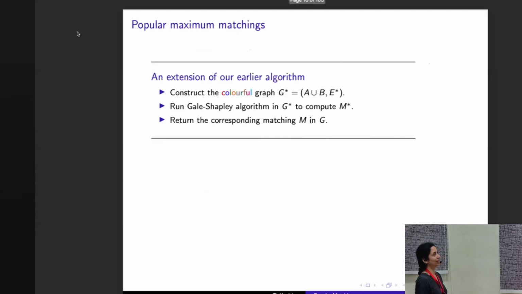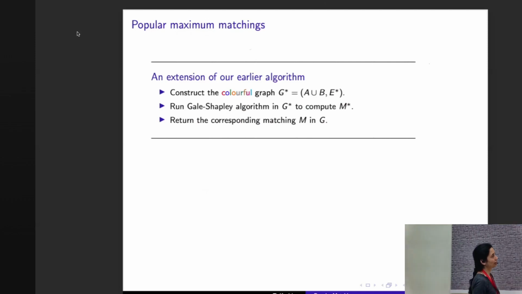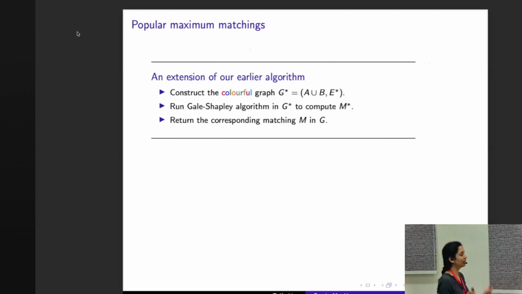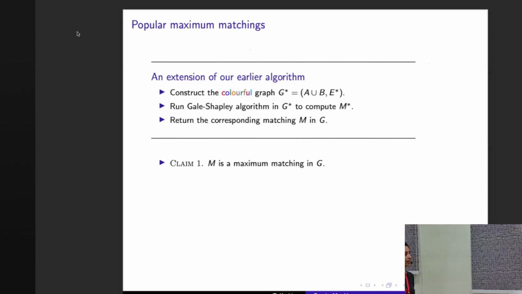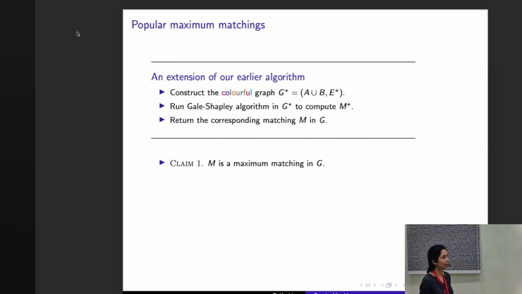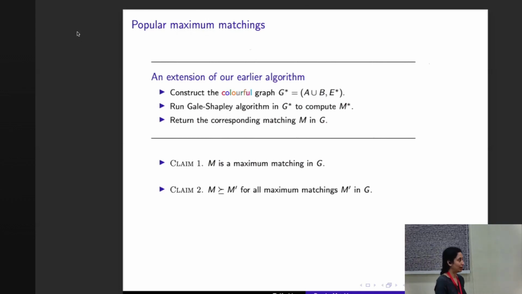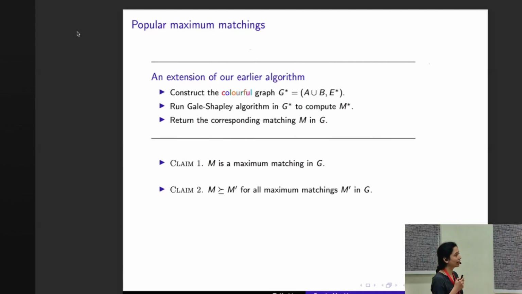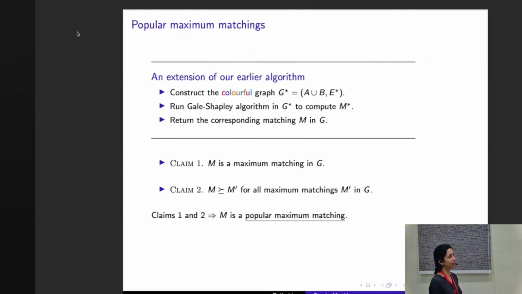So let's construct this colorful graph where every edge has n copies in n different colors, and let's run the Gale-Shapley algorithm here. So agents propose, jobs dispose, find a colorful matching M star, just ignore the colors, that's our matching M. And interestingly, it turns out this M is a maximum cardinality matching. Moreover, M either wins or ties with every maximum matching in the graph. So this is exactly what we wanted. There always exists a popular maximum matching. Just the same idea as we had in the last lecture, but let's be more colorful.